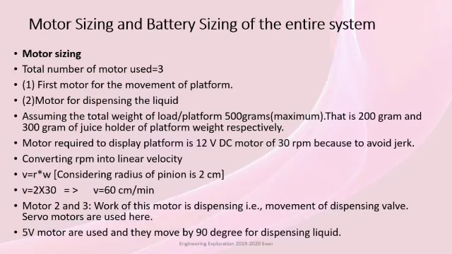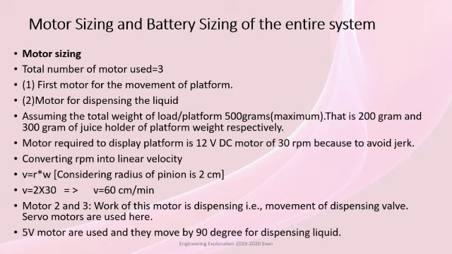Now, motor sizing and battery sizing of the entire system. Motor sizing. The total number of motors used here is 3. The first motor is for the movement of the platform and the other 2 motors are for dispensing the liquid. For motor 1, assuming the total weight of the load or platform is 500 gram, that is 200 gram and 300 gram of juice holder and platform weight respectively. The motor required to drive the platform is a 12 volt DC motor of 30 rpm to avoid jerk. Converting rpm into linear velocity gives the motor sizing of the first motor.